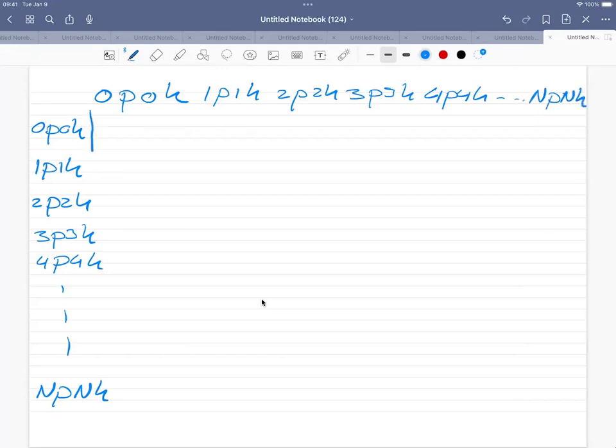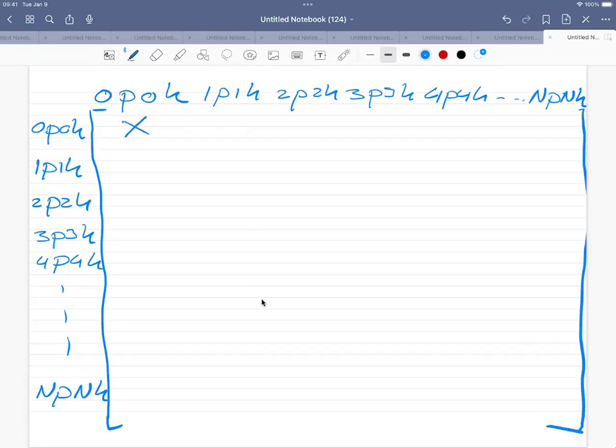And then we can set up parentheses here to indicate that this is going to be a matrix. And then I'm going to mark those blocks which are non-zero by a cross.